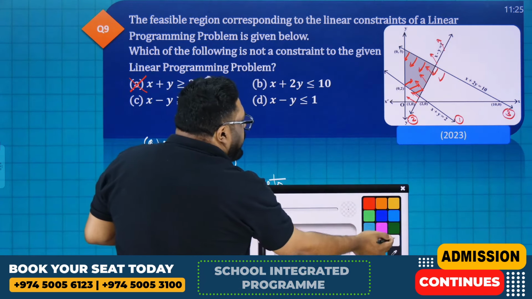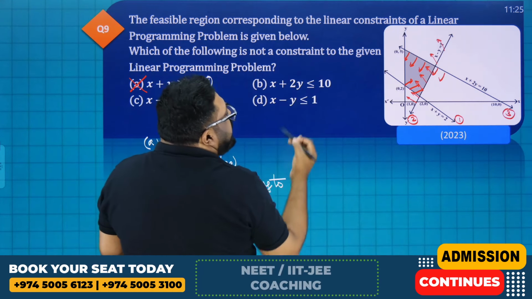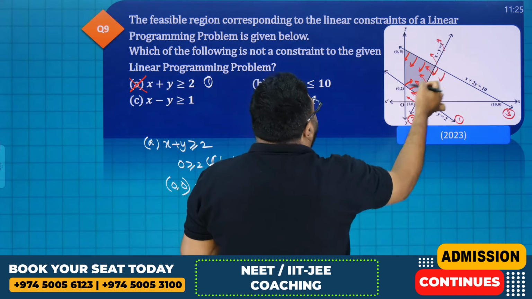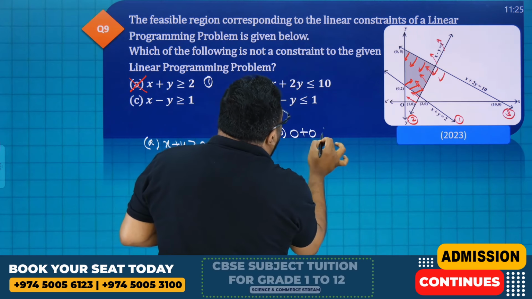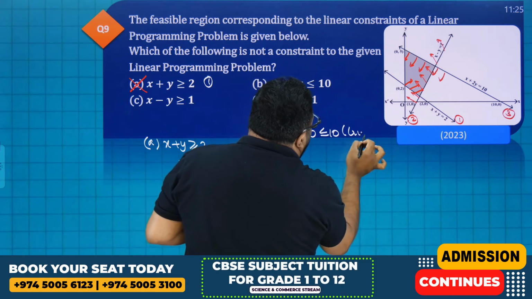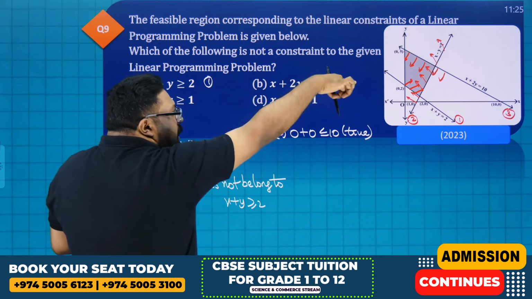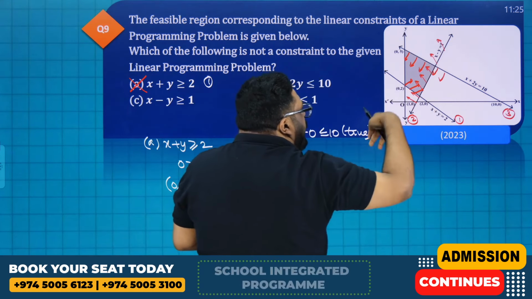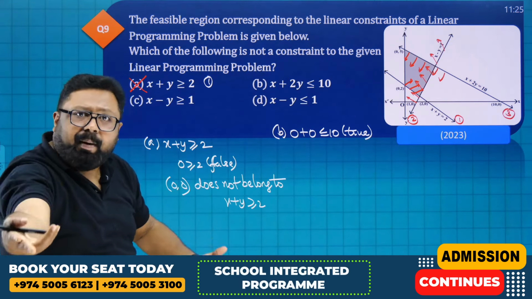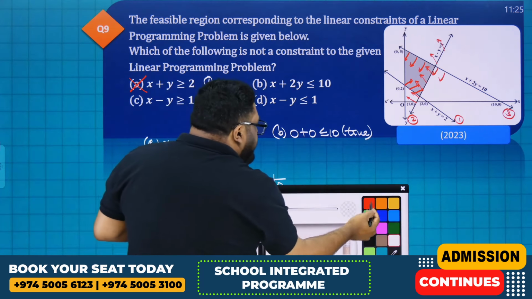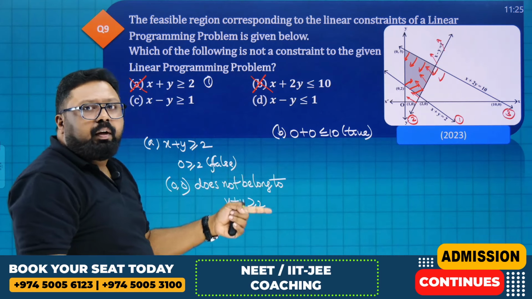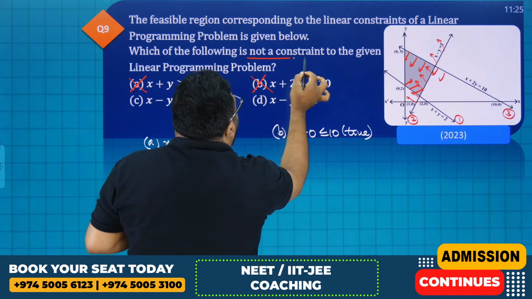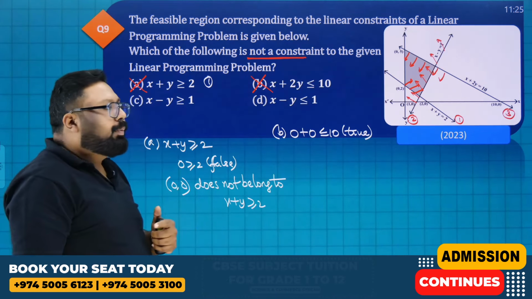Okay. All of you try with option B now. x plus y less than or equal to 10. So this one says, okay, let's try with 0, 0 here. 0 plus 0 less than or equal to 10 is true. So that constraint says shade towards the origin. So 0, 0 is a part of that constraint. So this is also a constraint. Okay, they want not a constraint. Careful. They want not a constraint.